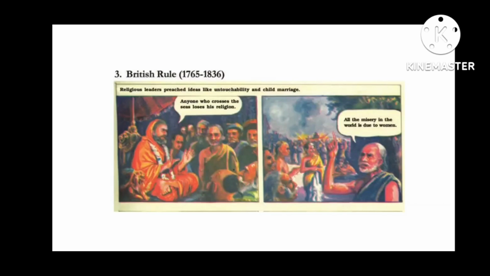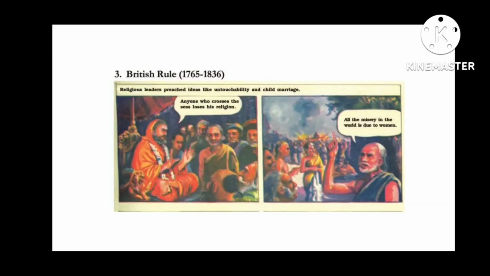Religious leaders preached ideas like untouchability and child marriage. Anyone who crosses the seas loses his religion. All the misery in the world is due to women. Indian society was not that educated. There were many social evils and superstitions prevalent in the society.